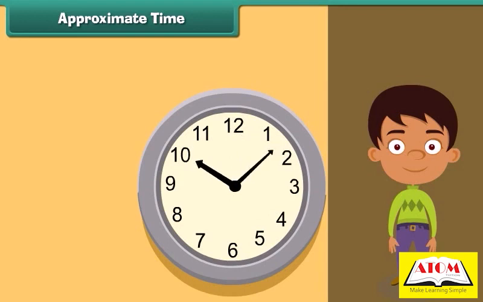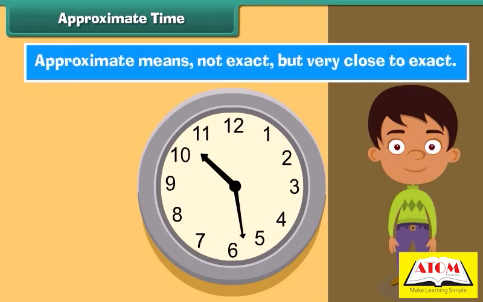Approximate time. Look at the clock face. Can you tell the time? It is not yet 10:30, but it is very close to 10:30. So the approximate time is 10:30. Approximate means not exact, but very close to exact.